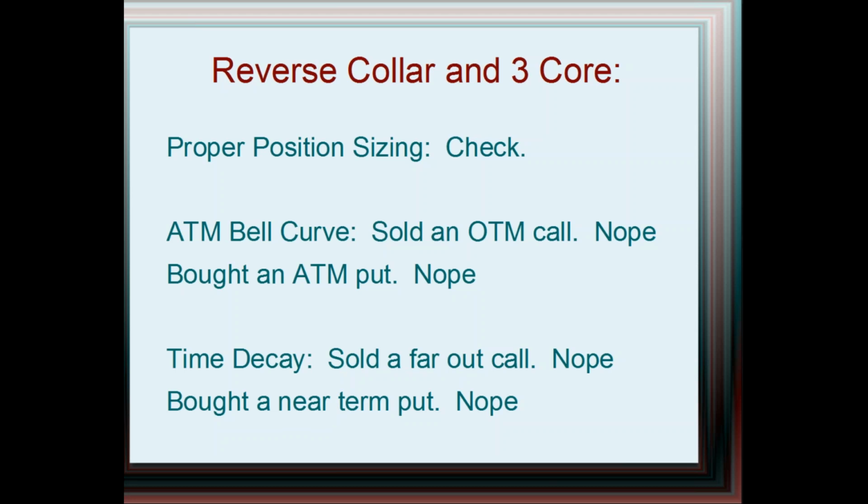Now, if it goes to 65, you get just the intrinsic gain as well. But it capped the gain. You're increasing your annualized cost for buying the insurance, and you're lowering your annualized return for selling the far-out call. We don't satisfy two of the three core principles of trading.